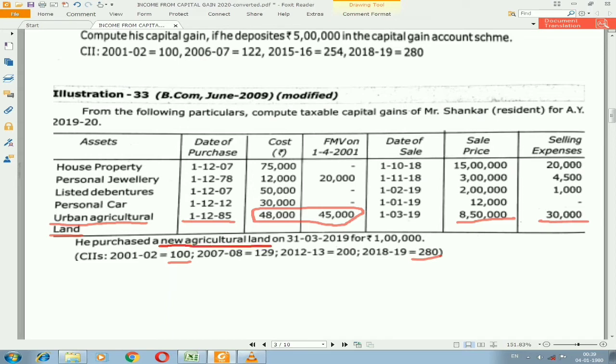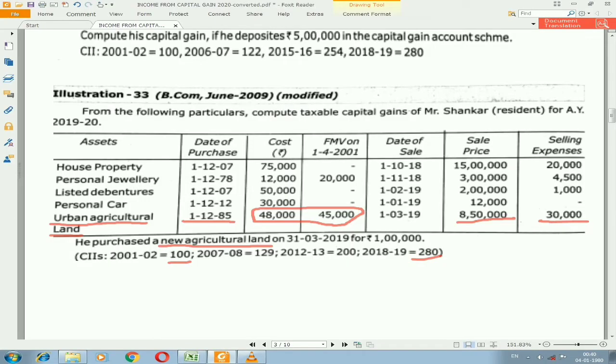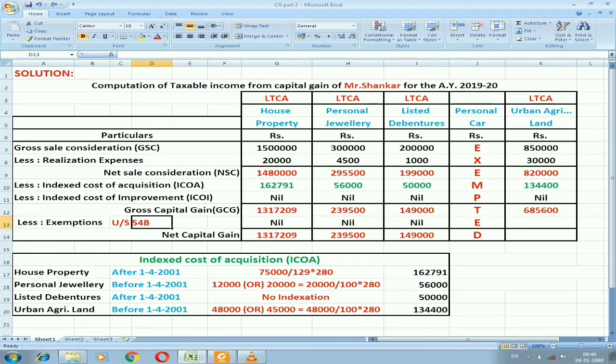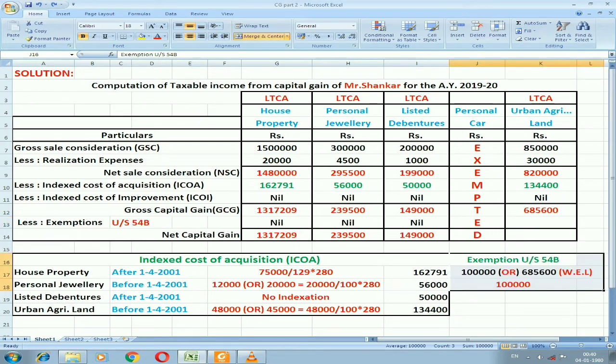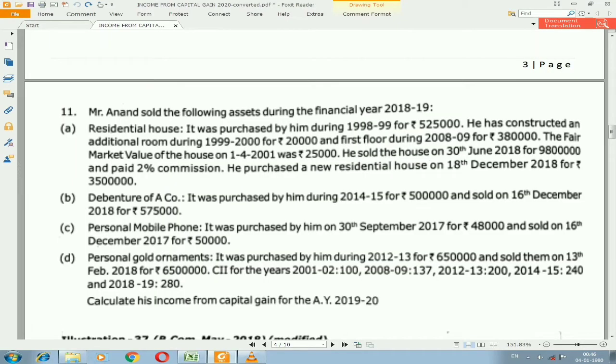So let us check with the exemption. New agricultural land is purchased. The sold asset is also agricultural land. As I told you, sale is agricultural land, purchase is agricultural land. So now I can apply the exemption under section 54B. The time limit is also satisfied within this question. As you can see, it was purchased in 2019, within 1 year itself. So the investment is 1 lakh. I need to compare that 1 lakh with the gross capital gain. As I made a working note for that, 1 lakh or 6,85,600, whichever is the least, will be considered as exemption. So after deducting that, I'll get net capital gain as 5,85,600.